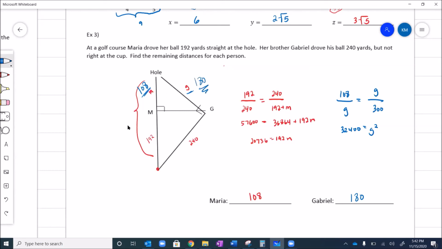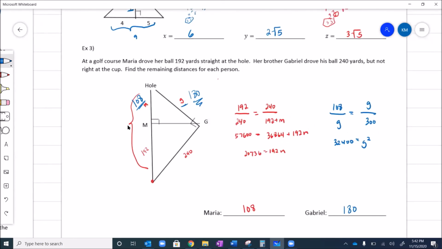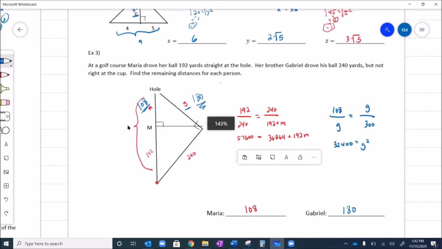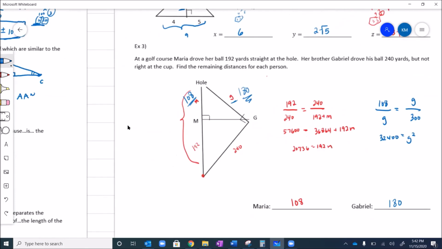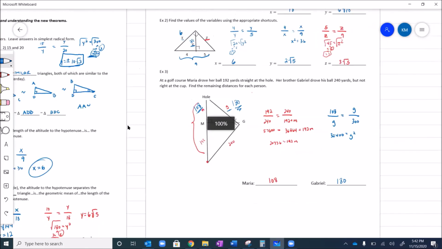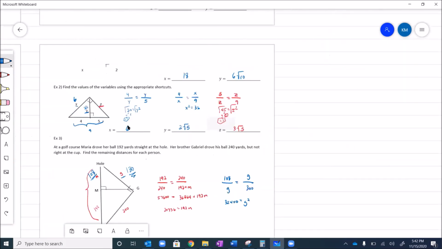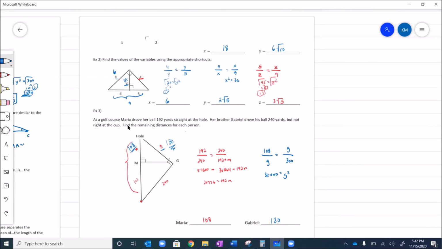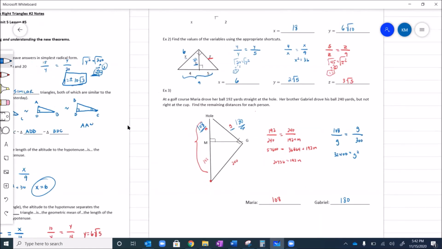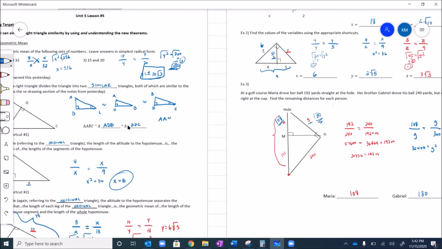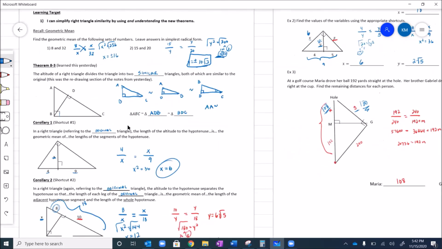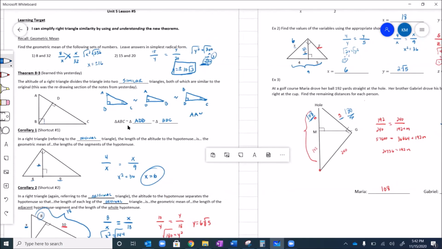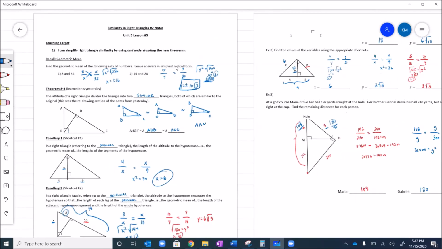Okay. So now these shortcuts using those corollaries will help us to save a little bit of time rather than redrawing and relabeling all of our sides as short, medium, long. And it's kind of helpful, especially if we're struggling to identify what is the short leg and what's the long leg. Okay. So there you have it. Similarity in right triangles using the corollaries, the shortcuts. All right. See ya.